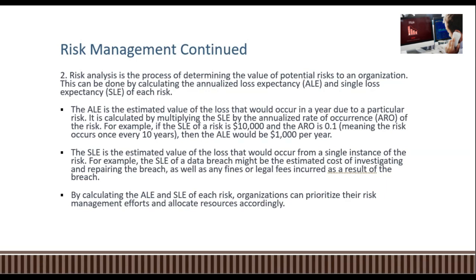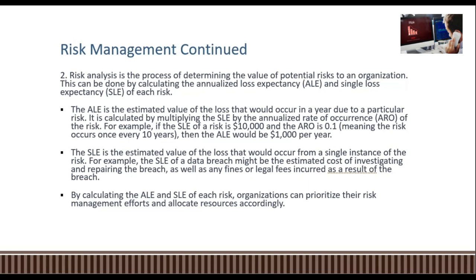For example, if the SLE of a risk is 10,000 and the ARO is 0.1, meaning the risk occurs once every 10 years, then the ALE would be 1,000 per year.